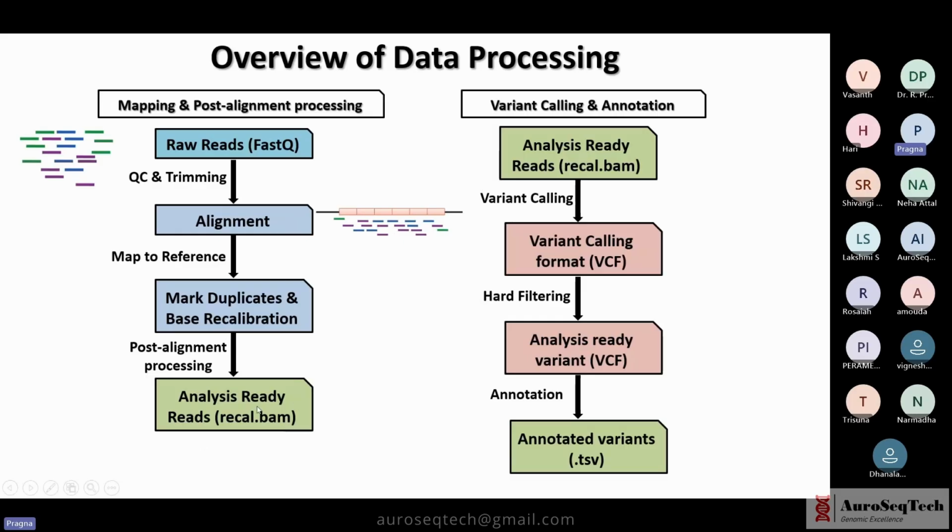So far we had FASTQ, and after alignment we get an aligned BAM file, binary aligned mapped read. This is a file format. So we get the reads in BAM format. After that, what happens? Now we have recalibrated reads in BAM format. Then variant calling is done.